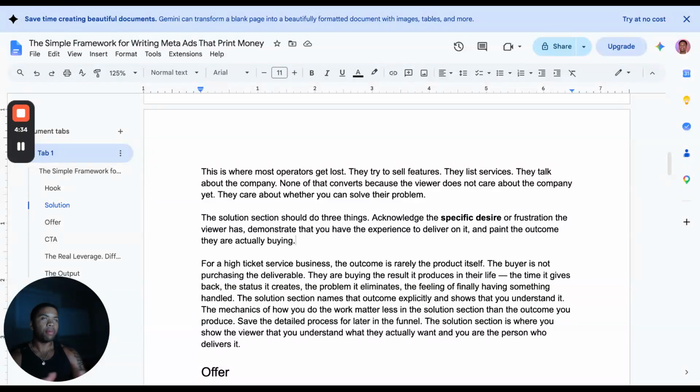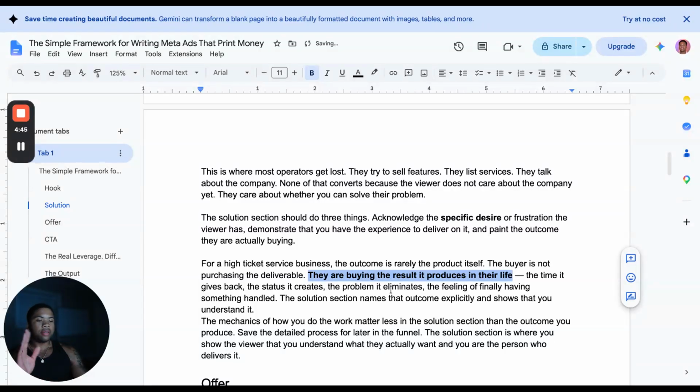This buyer is not purchasing the deliverable, and that's most people. Most people aren't focused on the actual deliverable itself. They are buying some type of result that it is going to produce in their life. It's going to be something like the time it gives back, or the status that it creates, or the problem that it's eliminated because of your solution. And they're going to have this feeling of finally having something handled.